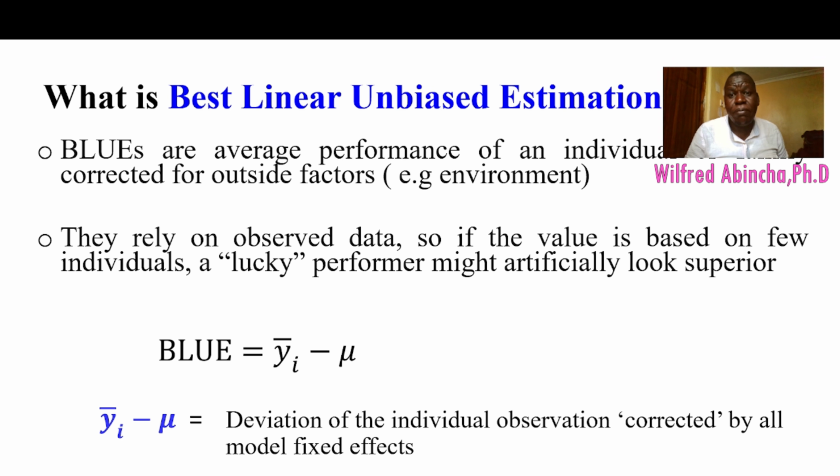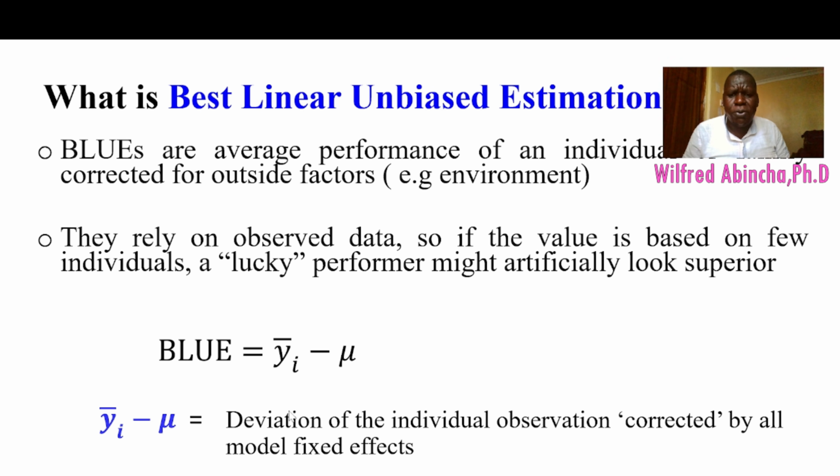One setback about BLUs is that they rely on observed data from your experiment. If you evaluated very few individuals of a genotype, there is a chance that some are lucky, they fall in a lucky spot and perform highly. You may select them as good performers, but in reality they are just lucky individuals and they performed well because they were just lucky.